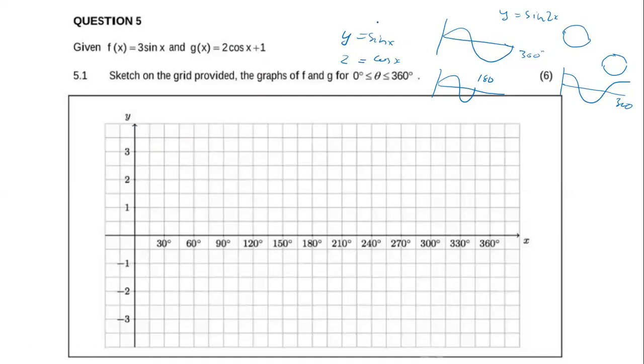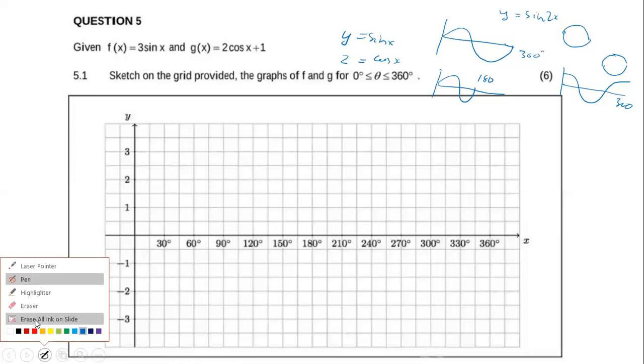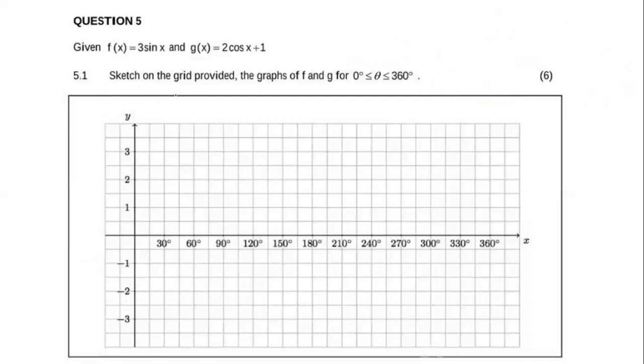Anyways, this is the mini basics that I just wanted to discuss with you. So without wasting any time, let us answer the questions then. Now they say to us 5.1, sketch on the grid provided the graphs of f and g within this interval between 0 and 360, which is most definitely going to give us a complete wavelength. So this is simple, guys. You don't even have to complicate your life. You are given the grid graph.